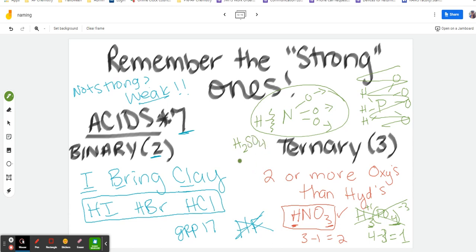H2SO4, so sulfuric is one, nitric is another one, chloric acid, and I believe perchloric acid. 1, 2, 3, 4. There they are. Okay, so those are the 4 ternary ones that you can just, if you want to just memorize it, go for it. And then you have your 3 binary ones right here.